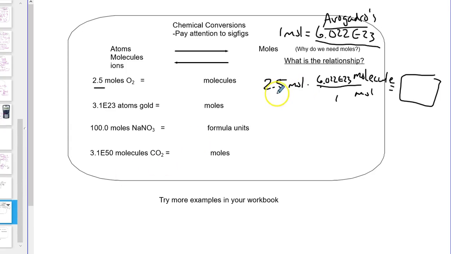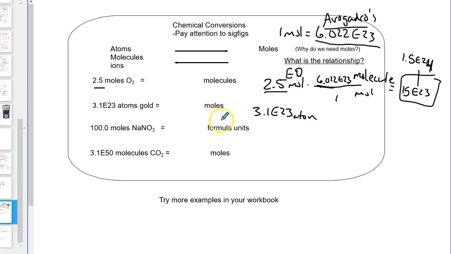On the rules of exponents, take this number times the base number, which is going to be 15, and I just take the exponent, e to the 23. 0 plus 23 is just 23. There you go. That's equivalent to 1.5 e to the 24th. So hopefully your exponents are making sense. This one here, okay, 3.1 e to the 23rd atoms.